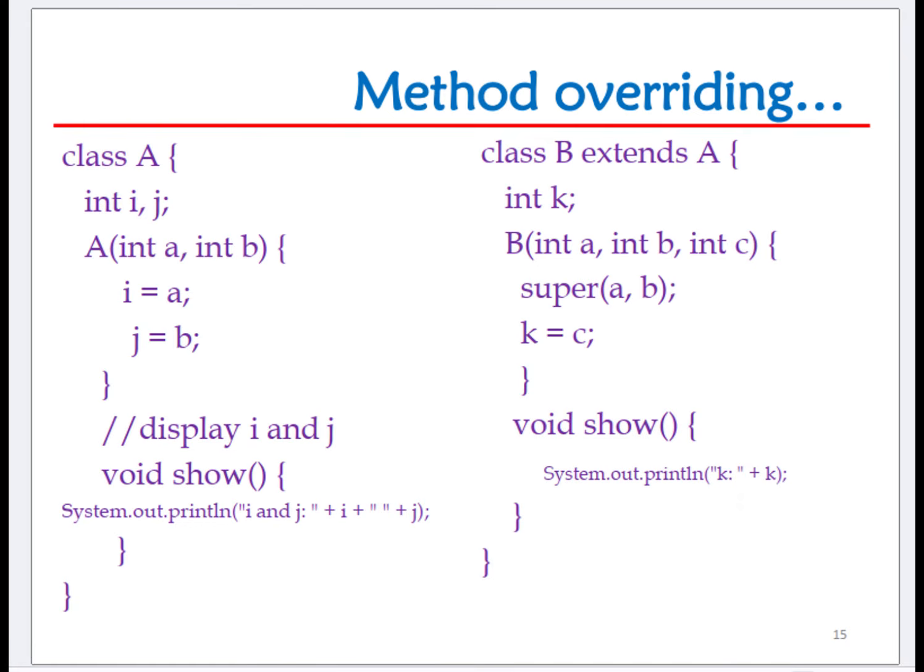Method overriding. Class A, int i, j, A(int a, int b), i = a, j = b, display i and j, void show(), System.out.println("i and j: " + i + " " + j). Class B extends A, int k, B(int a, int b, int c), super(a, b), k = c, void show(), System.out.println("k: " + k).